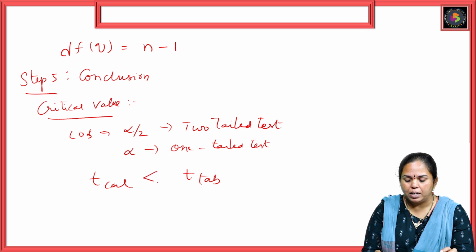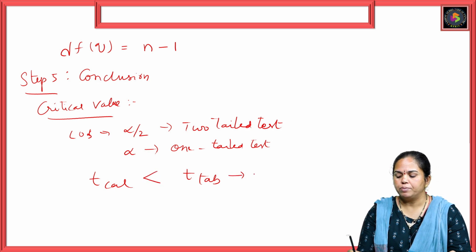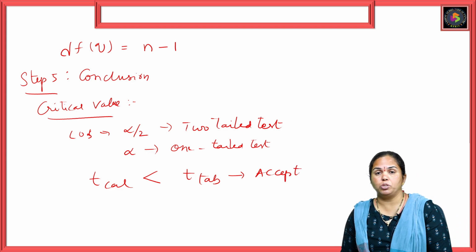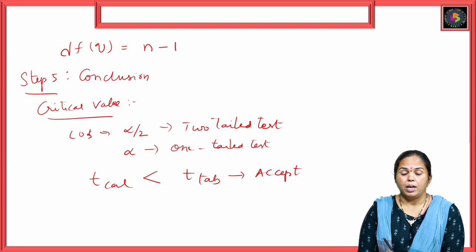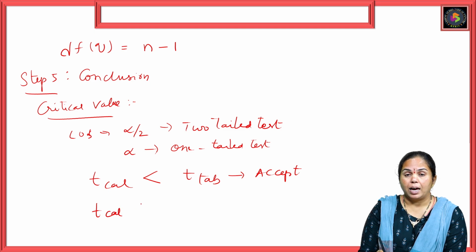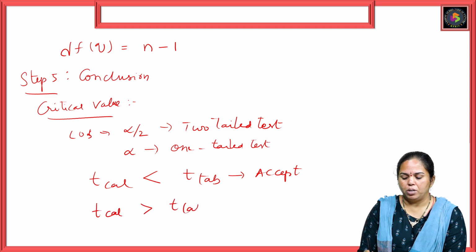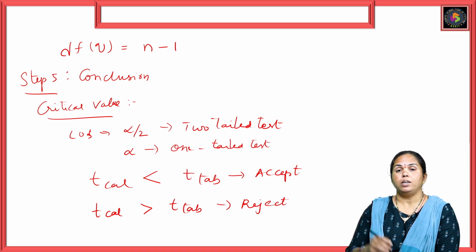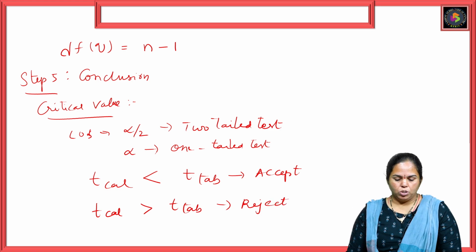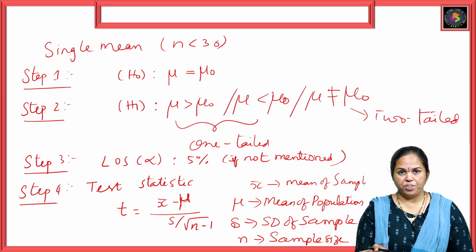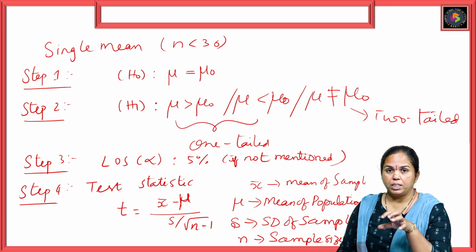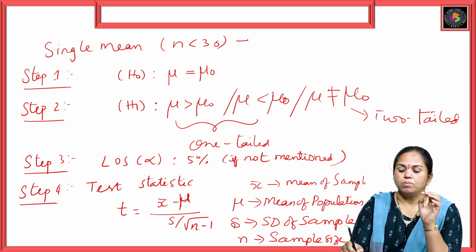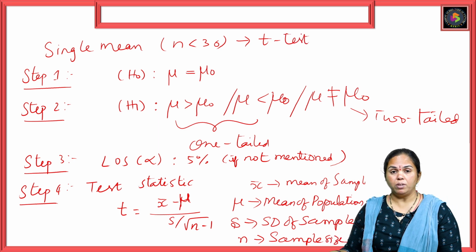If calculated is less than tabulated, then we accept null hypothesis H0. And if calculated is greater than tabulated, we reject null hypothesis H0. So let's recall what we discussed here. We are discussing a single mean t-test because the sample is small.